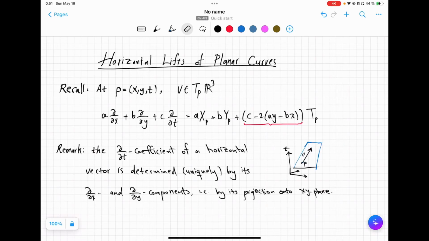Welcome back. In this lecture, we want to talk about horizontal lifts of planar curves. This will allow us to construct many horizontal curves in the Heisenberg group H1.